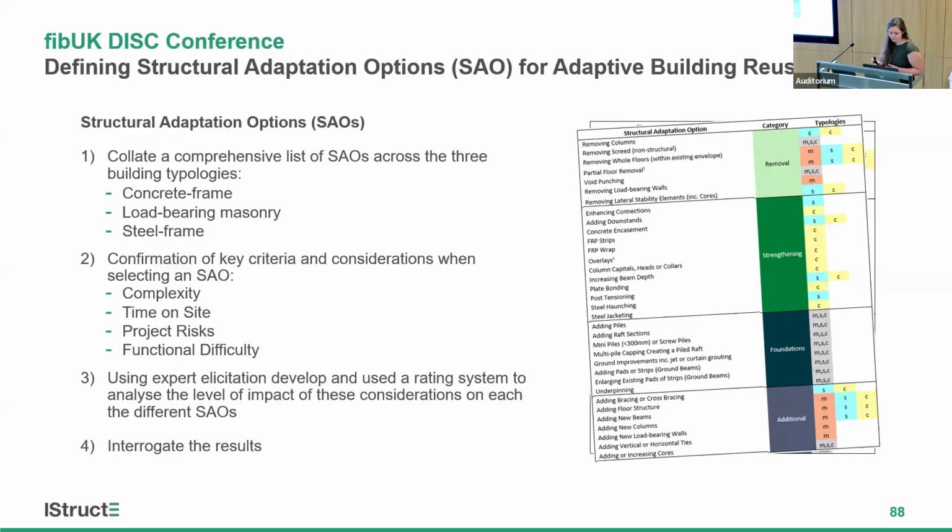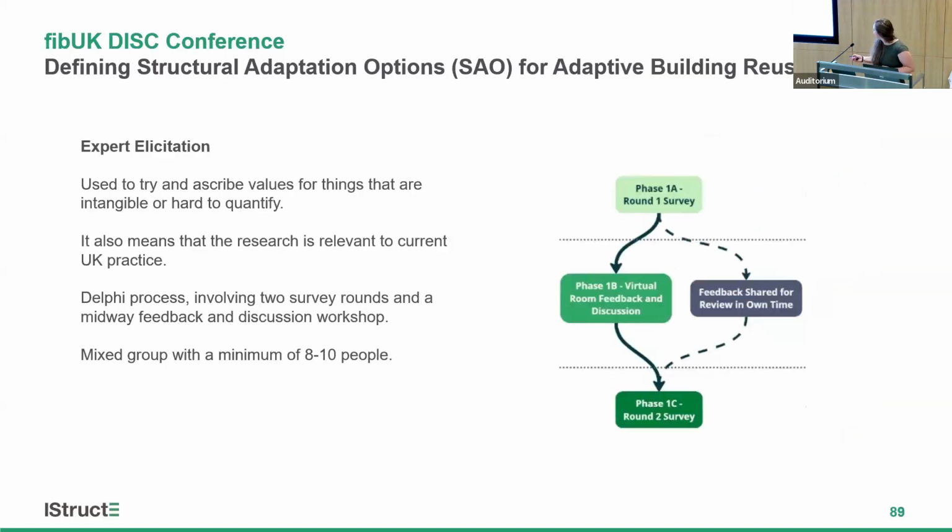The process for this particular study was using expert elicitation to develop and use a rating system so that we could analyze how important these different considerations were for the different structural adaptations. Then, of course, the fun bit: interrogating the results, making lots of graphs.